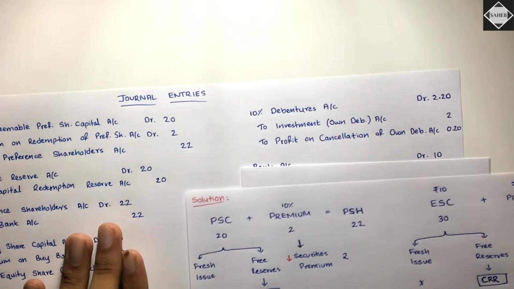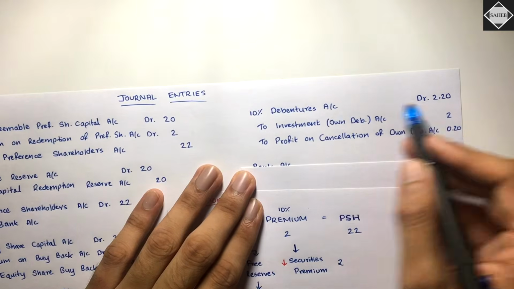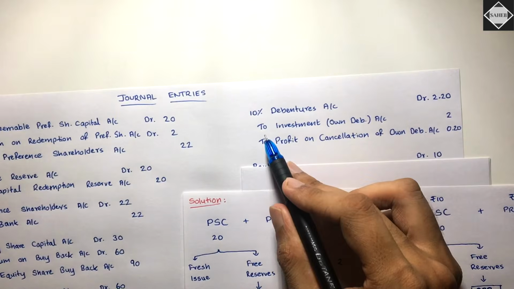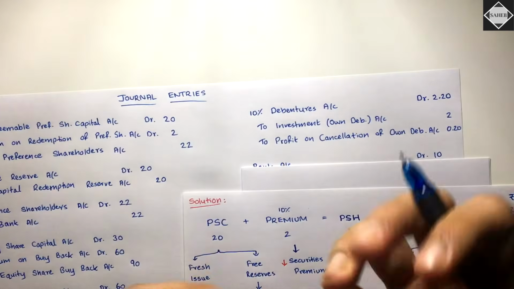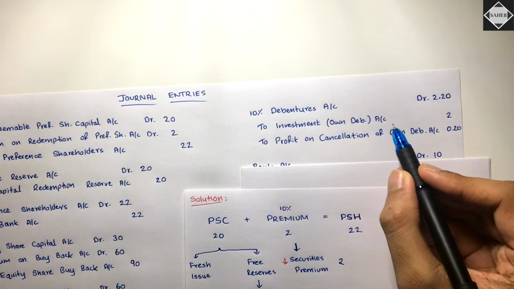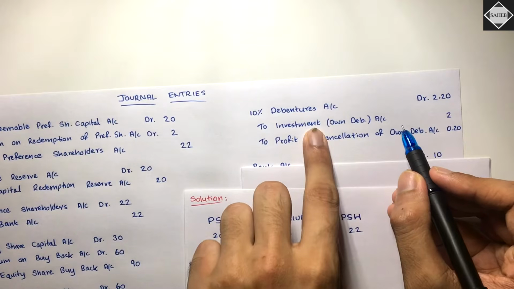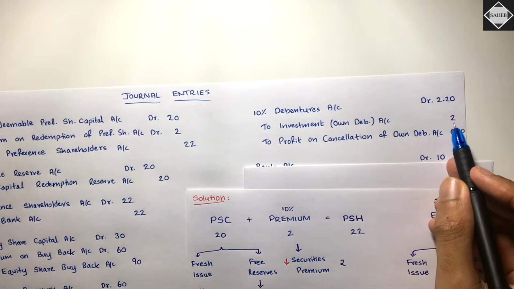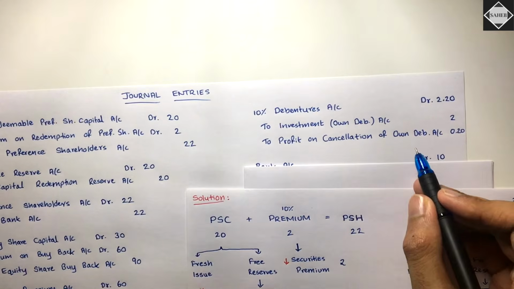So see here, 10% debentures account debit 2.20 lakhs. This is the liability we are cancelling, the debenture liability at face value, and we are crediting our investment account because we have purchased our own debentures and that has become our asset. So to cancel the asset, what do we have to do? Debenture is a liability, to cancel, you have to debit. Asset has a debit balance, so to cancel, you have to credit. Fine. So 10% debentures account debit 2.20, to investment 2 lakhs. The difference between those two is 0.20, so that's profit on cancellation of own debentures.